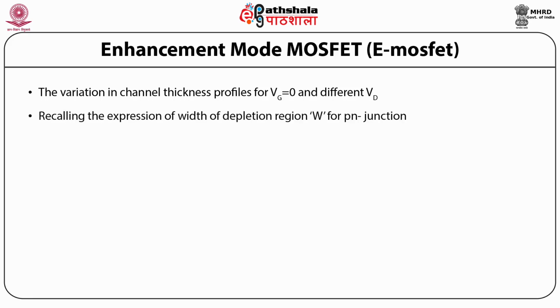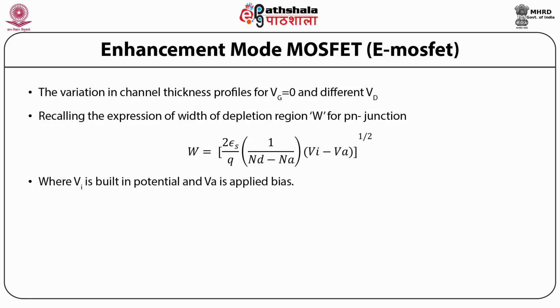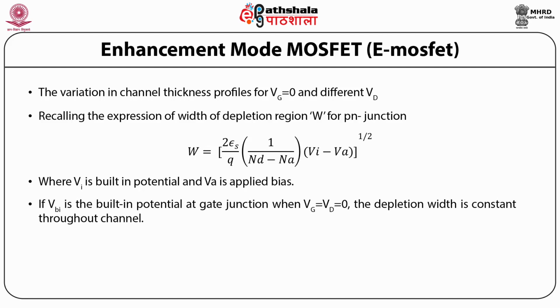different Vd. So recalling the expression of the width of the depletion region W for the PN junction, it is given by W equal to [2 epsilon s by q multiplied by (1 by Nd minus Na) multiplied by (Vbi minus Va)] to the power 1 by 2, where Vbi is the built-in potential and Va is the applied bias. So Vbi is the built-in potential at the gate junction when Vg equal to Vd equal to 0 and the depletion width is constant throughout the channel, which is equal to W0 equal to (2 epsilon s by q Nd) to the power half multiplied by Vbi.